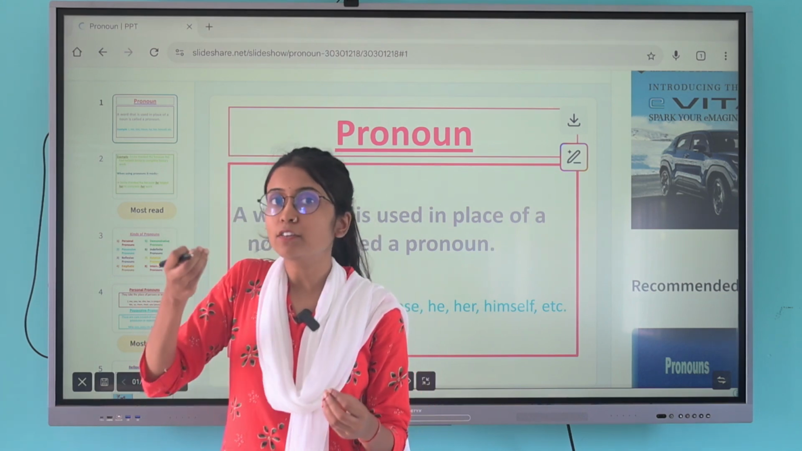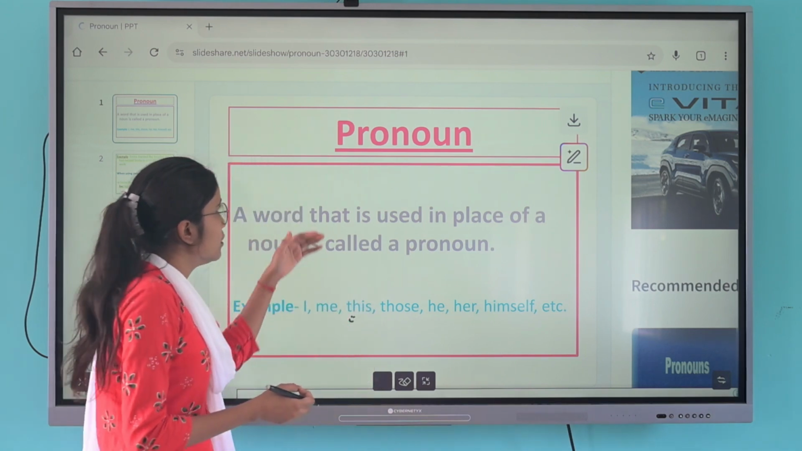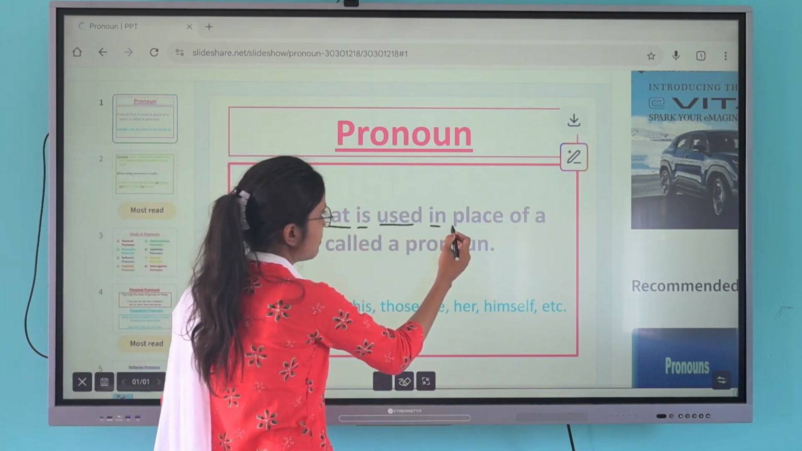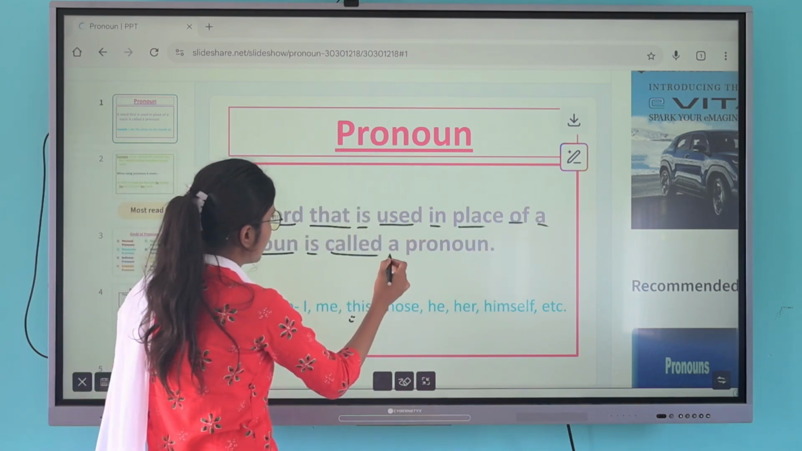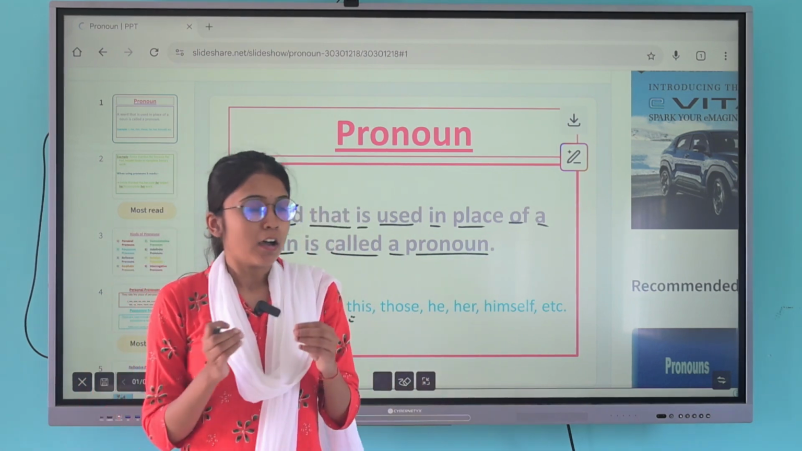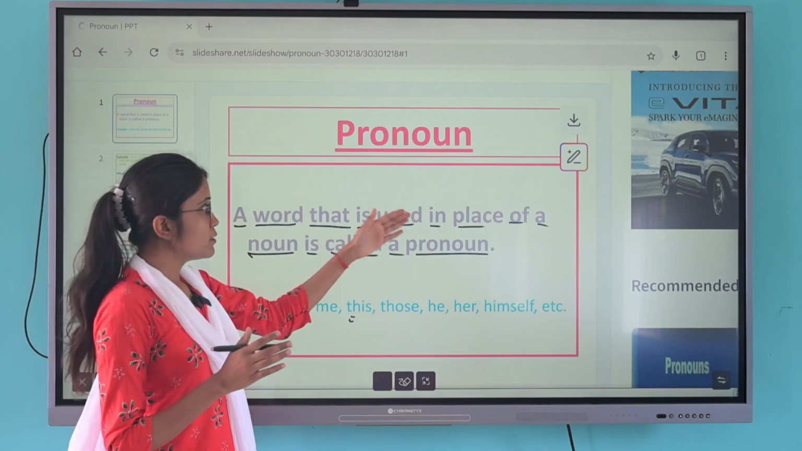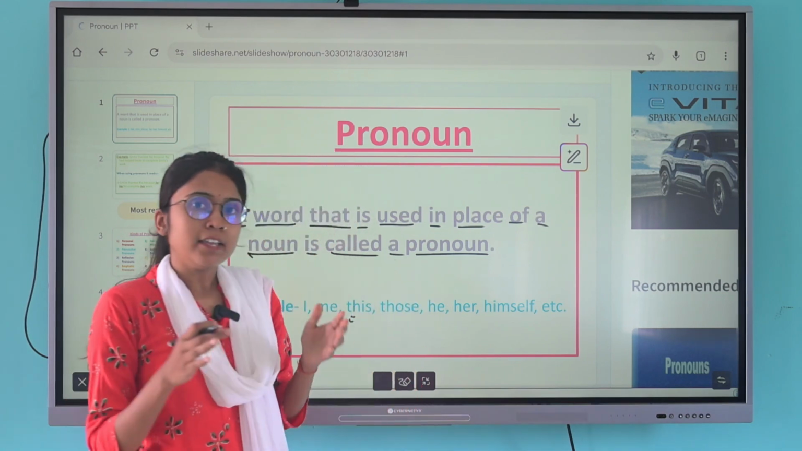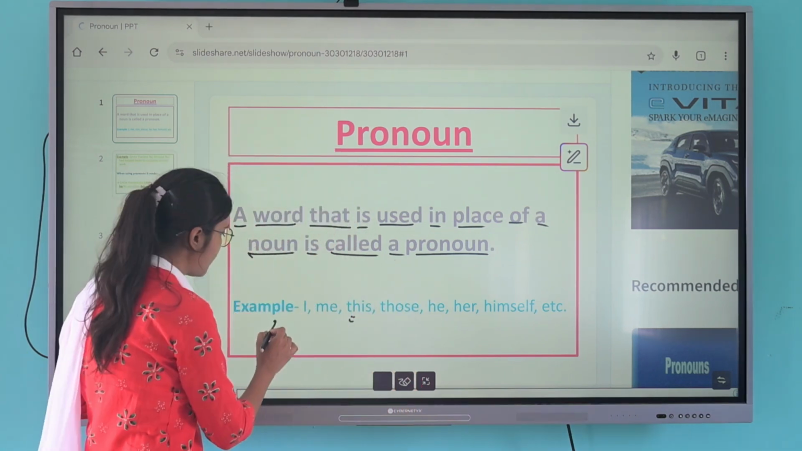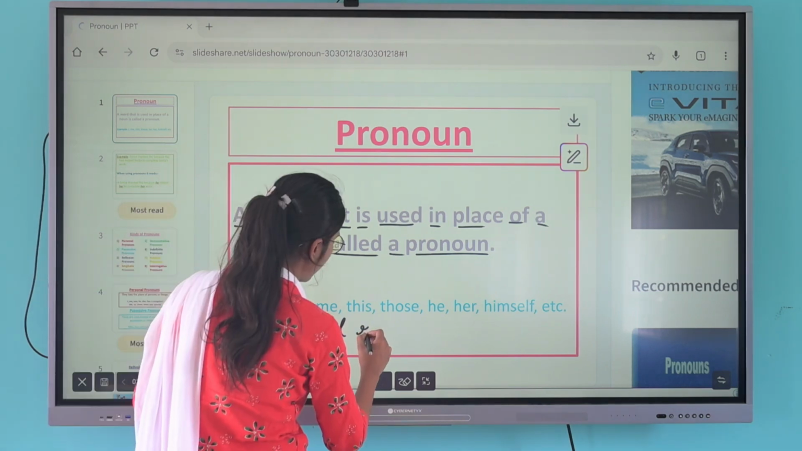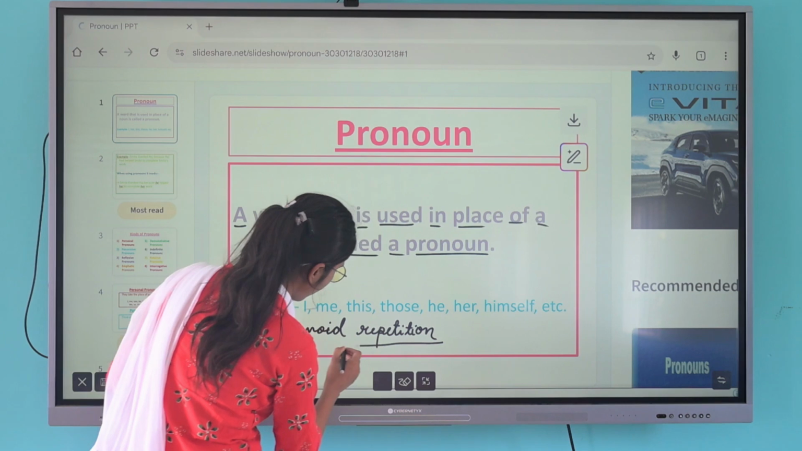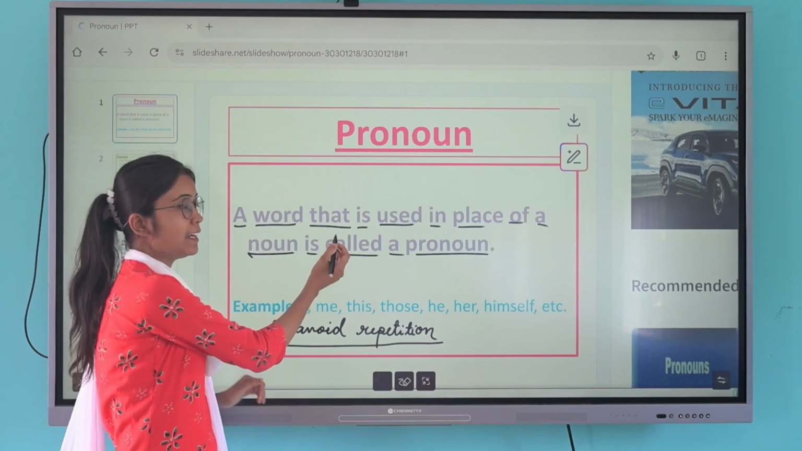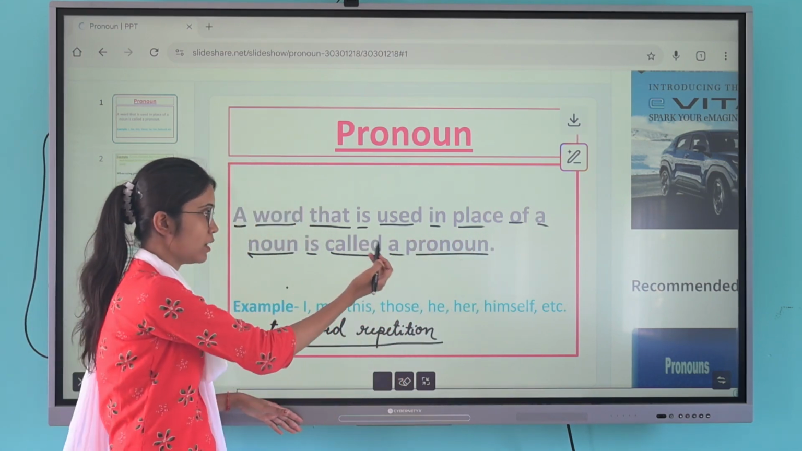That is also an important topic in English grammar. Okay, so listen, look, what is pronoun? A word that is used in place of a noun is called a pronoun. It means pronoun replaces a noun. And why does it replace a noun? To avoid repetition of the words. So what is pronoun? A word that is used in place of a noun is called a pronoun.